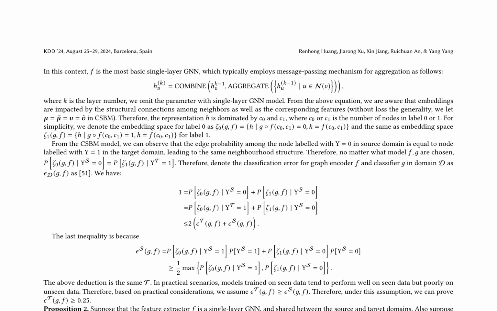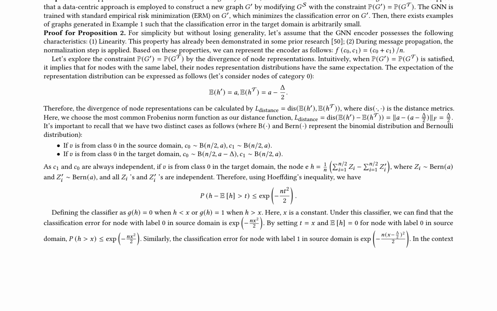The first proposition states that even if a GNN model is trained using standard empirical risk minimization on the source graph, the classification error in the target domain will be at least 0.25. The second proposition demonstrates that when a data-centric approach is employed to construct a new graph, the classification error in the target domain can be arbitrarily small. The paper concludes with theoretical connections between the property of the newly generated graph and its implications for UGDA. It also provides a detailed proof for both propositions, utilizing concepts such as the Frobenius norm and Hoeffding's inequality to support its claims.